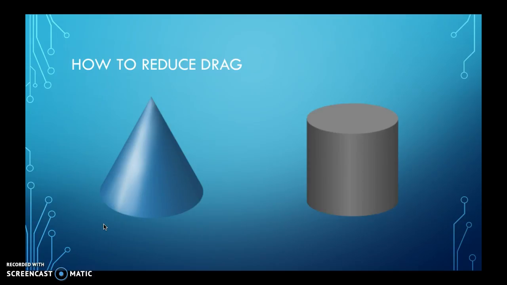So here I have two shapes. I have a cone and I have a cylinder. The cone and cylinder both have the same circle size at the base, but the cone comes to a point, whereas the cylinder has the same area on top as it does on the bottom. So if we calculated the surface area, obviously the cylinder is going to have a much greater surface area, and therefore it would experience more drag. That is why most rockets are tipped with a cone shape. You will never see a rocket that has just a flat top like a cylinder.